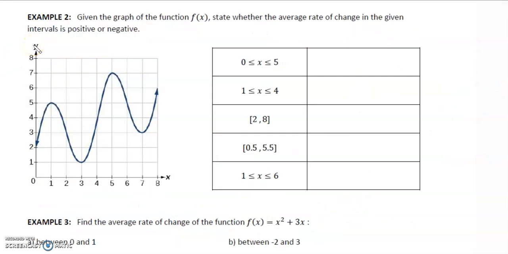Okay, example 2. Given the graph of the function f of x, so again, f of x is this blue function here, state whether the average rate of change in the given intervals is positive or negative. So all we're going to do is look at the interval of x between 0 and 5. So x at 0, the graph is here. X at 5, the graph is here. This interval would be increasing. Okay, 1 and 4. So at 1, we plot a point here. At 4, we plot a point here. This would be decreasing.